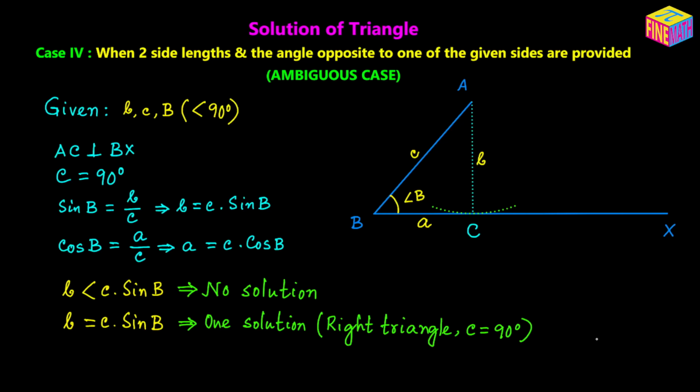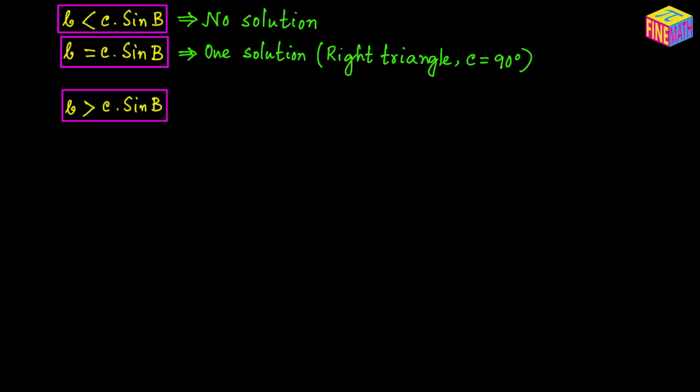So now let's see what happens when B is greater than C times sine of B. We have already checked two situations here. When B is less than C times sine of B, we know that there is no solution. When B is equal to C times sine of B, we know that there is one solution. It will be a right triangle. And when B is greater than C times sine of B, we want to see what happens. When B is greater than C times sine of B, there are again three possibilities. B could be less than C, B could be equal to C, or B could be even greater than C.